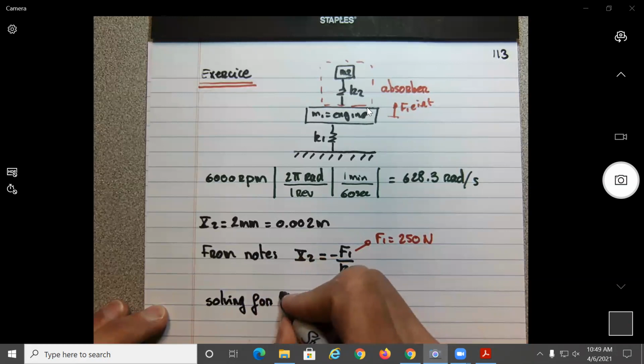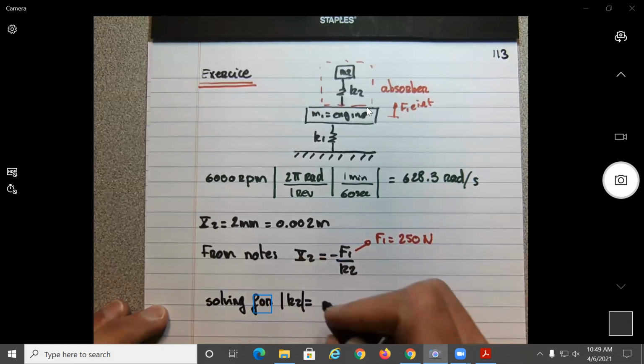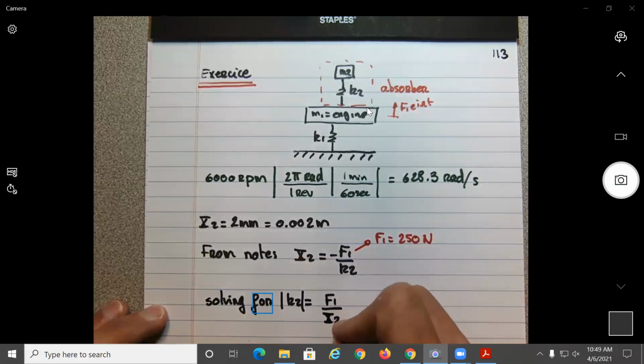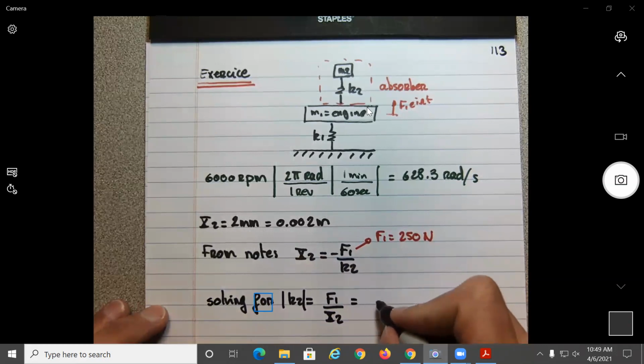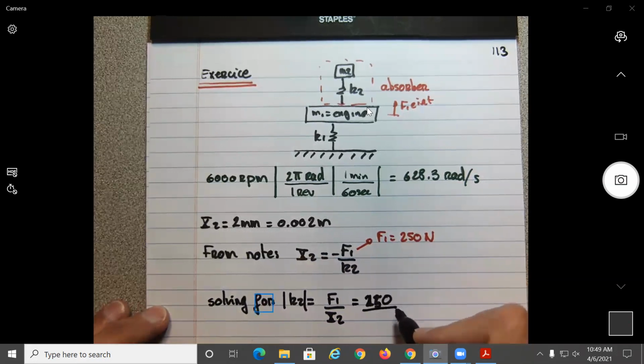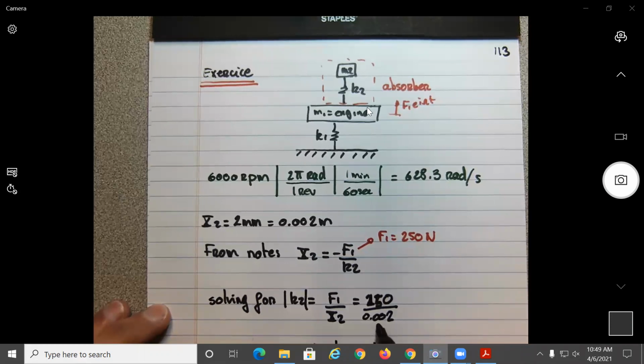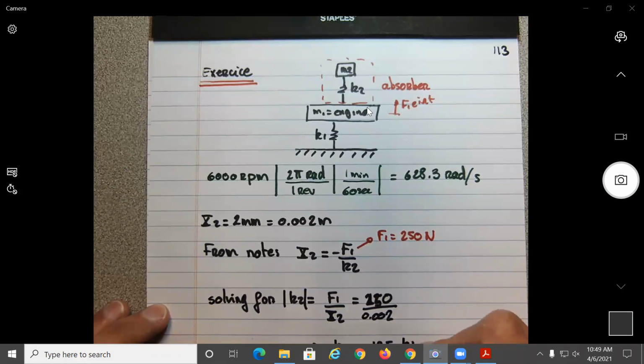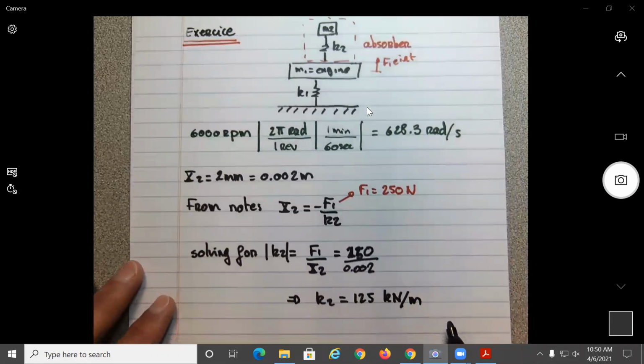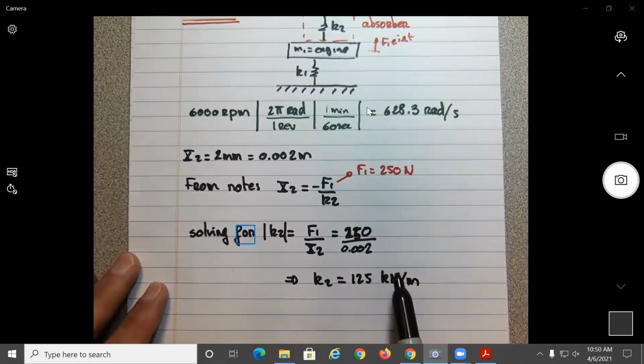For K2, we're just going to look at the magnitude, so you can have an air spring. K2 should be equal to F1 divided by X2. So this will be what? 250 at the top, divided by 0.002, so that's very easy to solve. It's basically 250 divided by 2, so 125, and then this is divided by 1,000, so it becomes 10 to the 3. So this should be kilonewtons per meter. This is 125 times 10 to the 3, no? 250 divided by 2, and this is 1 divided by 1,000, so it goes on top.